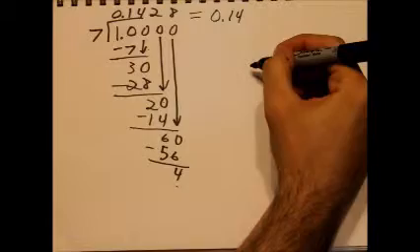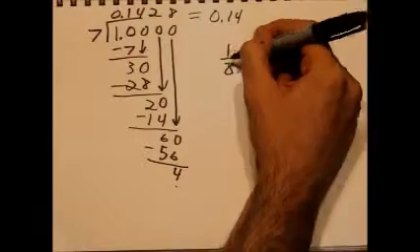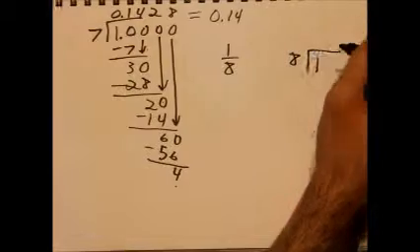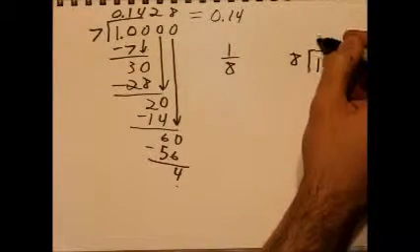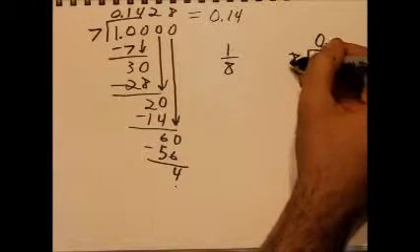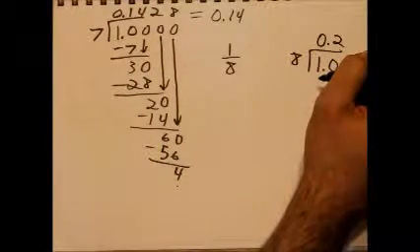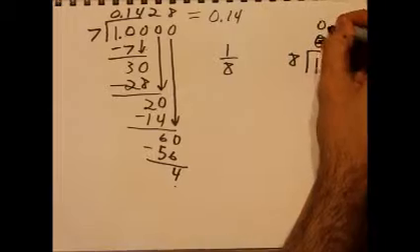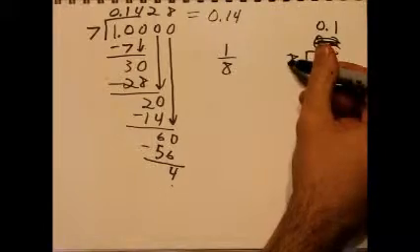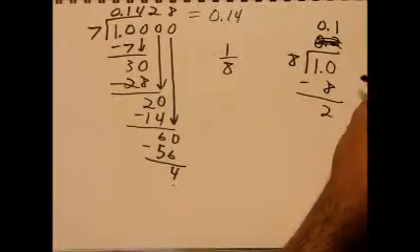Let's do one more. So we have the fraction 1/8, and we're going to put our numerator inside, and we're going to divide it by 8. 8 won't go into 1, it's 0. We're going to add a decimal, add our 0. 8 will go into 10 1 time. 8 times 1 is 8. 10 minus 8 is 2.